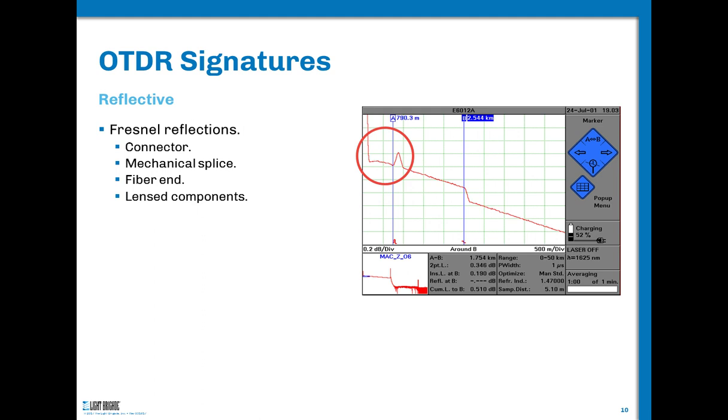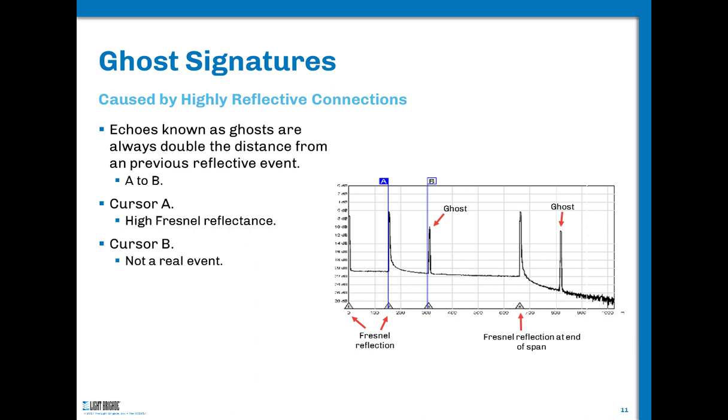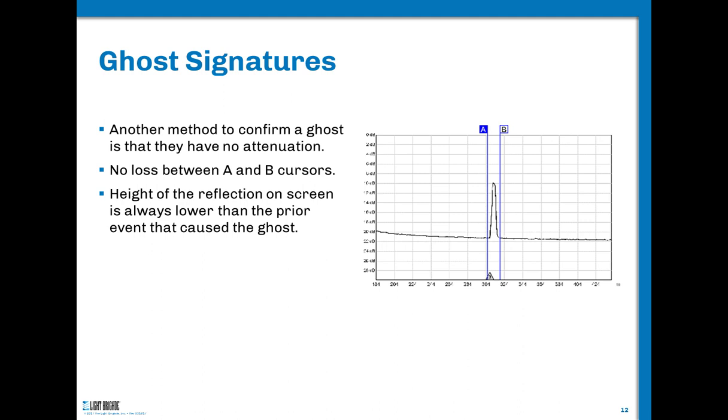open connector ports. Okay. Now, what will happen if we get a high degree of reflectance, then we end up getting a false signature, and these are called ghosts. And if you notice on the screen, you'll see that the ghost reflections are double the distance from a prior event, and the amplitude of the reflection drops. So we want to be able to identify these, but there are some basic rules that we can have. Let's look at the next trace.